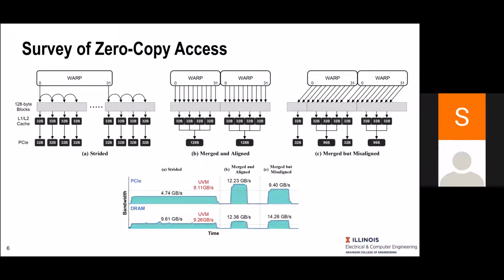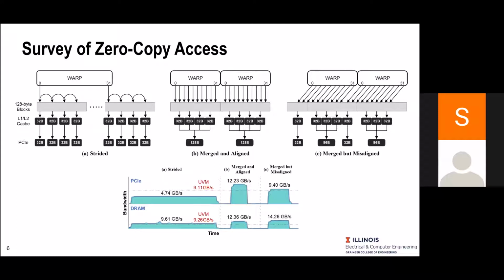different from the regular GPU memory access, which means if you can identify a coalesced access, then it can generate a larger memory request instead of many smaller memory requests, which will increase the efficiency of memory request access. For example, in this case, we're showing three cases. The first is the strided access, the second is merged and aligned, and the third is merged but misaligned data access patterns.